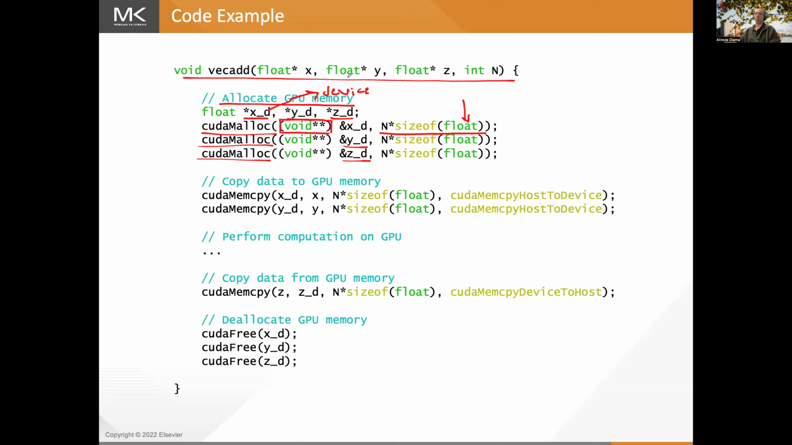Now we have to copy the data from the host memory, like this X, Y, and Z. We have to copy them to the GPU memory, right? And for that, we can use cudaMemcpy. So first, we send the destination address, x_d here, then the source and the number of bytes, and the type of the transfer, which is host to device, right? cudaMemcpyHostToDevice. And we do the same thing for the next array, right?